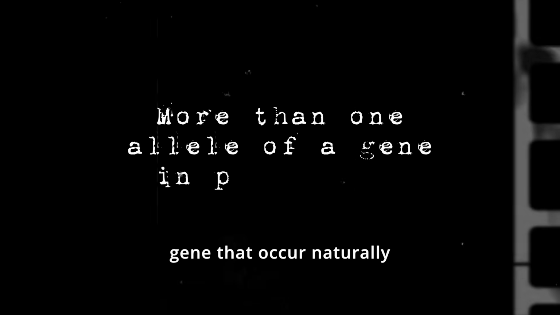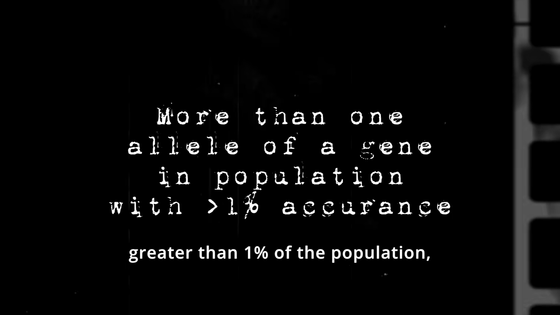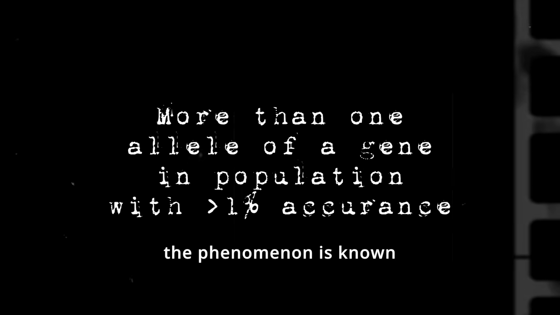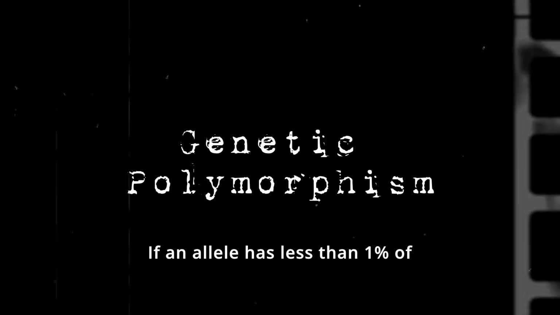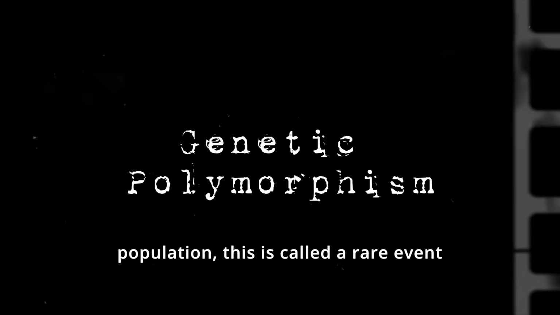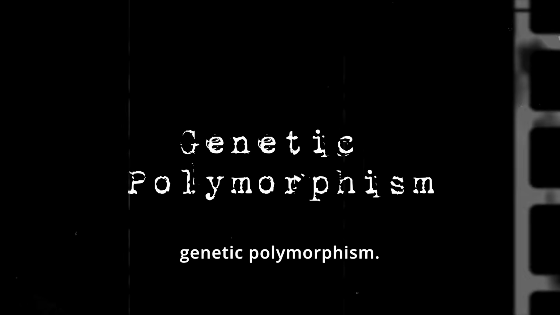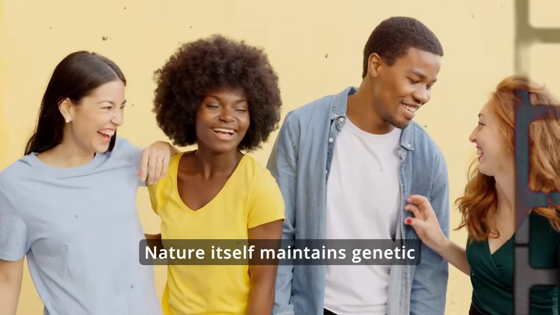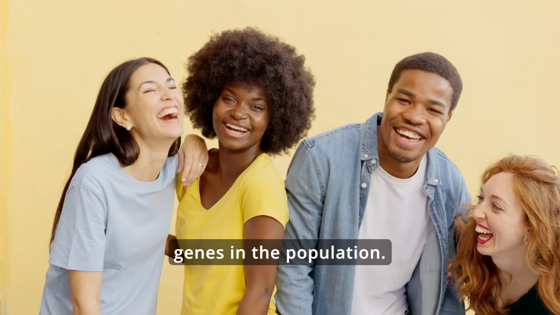When in a population there is more than one allele of a gene that occurs naturally, and each of them has a prevalence of greater than 1% of the population, the phenomenon is known as genetic polymorphism. If an allele has less than 1% occurrence in the population, this is called a rare event and is not counted in the spectrum of genetic polymorphism. Nature itself maintains genetic polymorphism for several genes in the population.